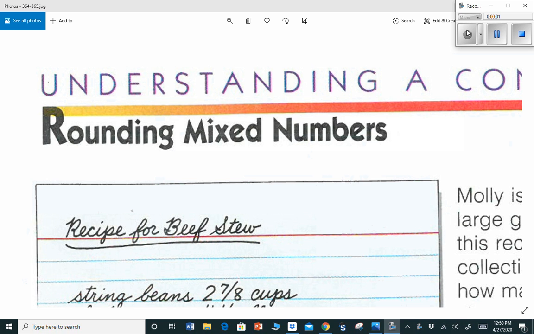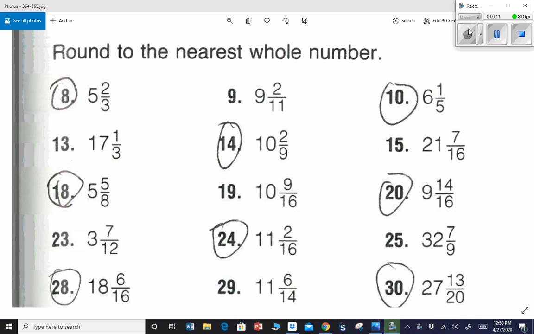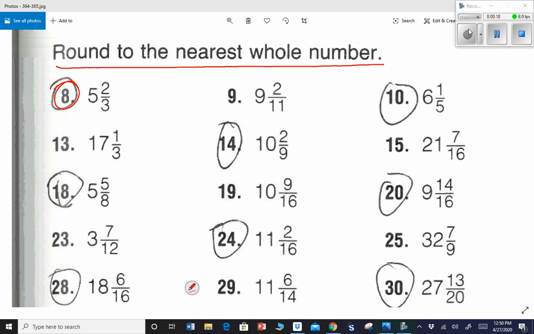Right, fifth graders, this is 9.7, rounding mixed numbers. I'm hoping this will be a pretty easy one for you. So above number 8, the directions say to round to the nearest whole number. So 5 2/3 is greater than 5, but it's less than 6. So it falls somewhere in between 5 and 6.